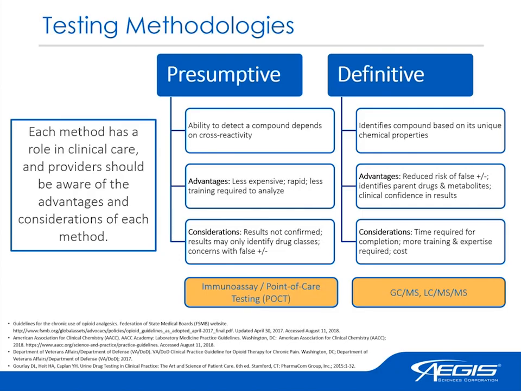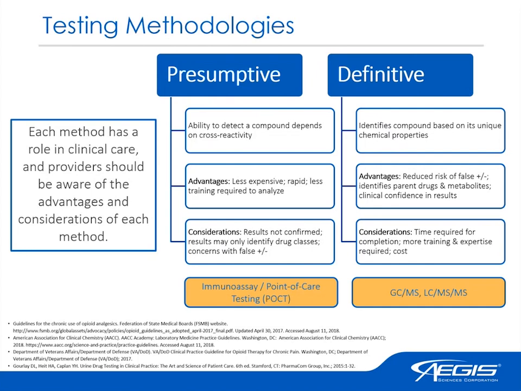Understanding testing methodologies is important because the results provide different information depending on the methodology used. Each method does have a role in clinical care, just that providers should be aware of the advantages and considerations of each type of testing. Presumptive methods, such as immunoassay testing or point-of-care testing that a clinician may perform in the clinic, function based on the binding of a drug to the test antibody. With this type of testing, cross-reacting compounds may result in a false positive result, and conversely, a lack of cross-reactivity within a particular class of drugs may result in a false negative result.